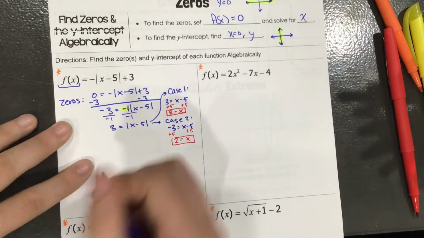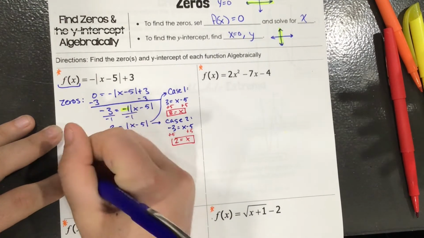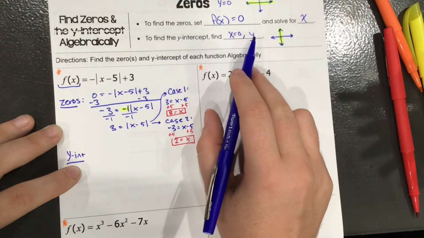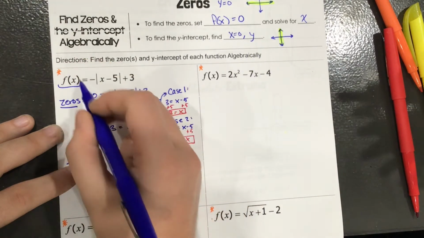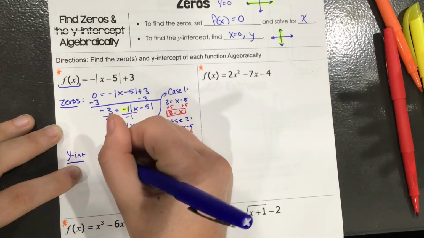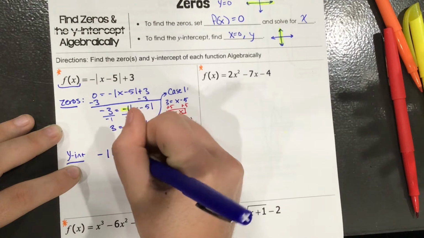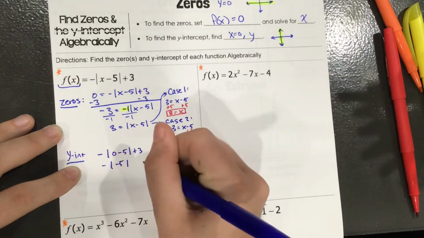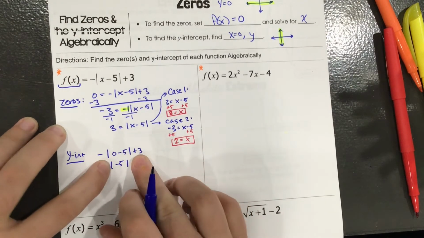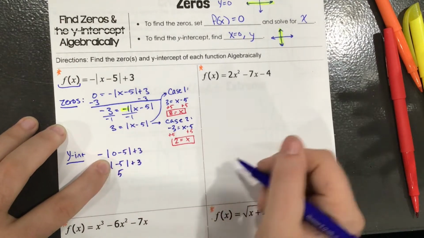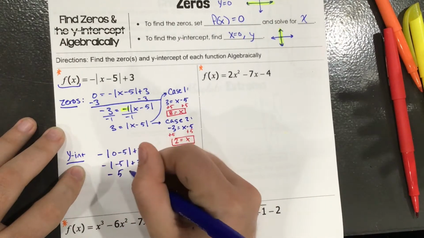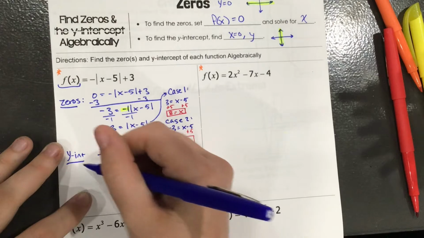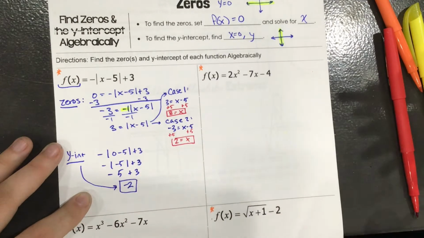Alrighty, let's find the y-intercept. For the y-intercept, all we're going to do is plug in x equals 0 and solve for y. So remember, this is what our y is. We're going to go negative absolute value of 0 minus 5, plus 3. We're going to solve through that. 0 minus 5 is negative 5. The absolute value of negative 5 is just 5, but then we have to bring down that negative, making it negative 5. So this is going to be negative 2. Our y-intercept is at negative 2.